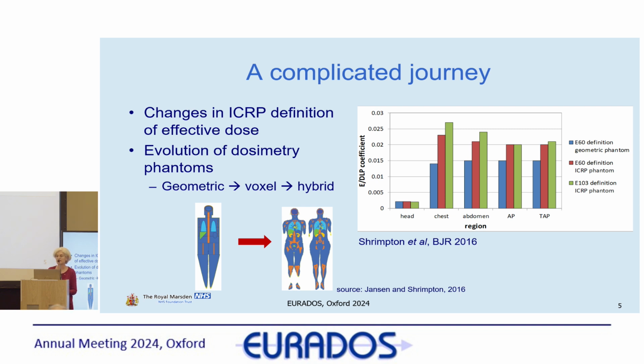So these are the dose length product to effective dose coefficients for 5 different regions in the body. This is from work from Jan and his colleagues. And you can see that this evolution hasn't really affected the coefficient for the head, but for the chest, it has doubled it. So we're trying to reduce doses, but the effective dose definition and the change of the dosimetry is driving the doses up.